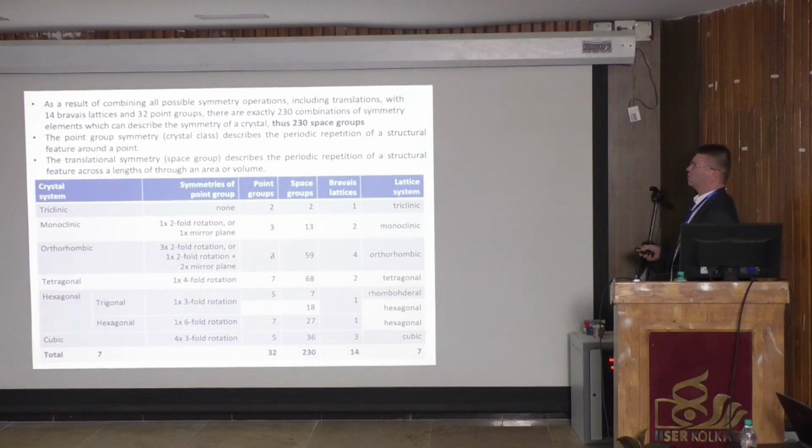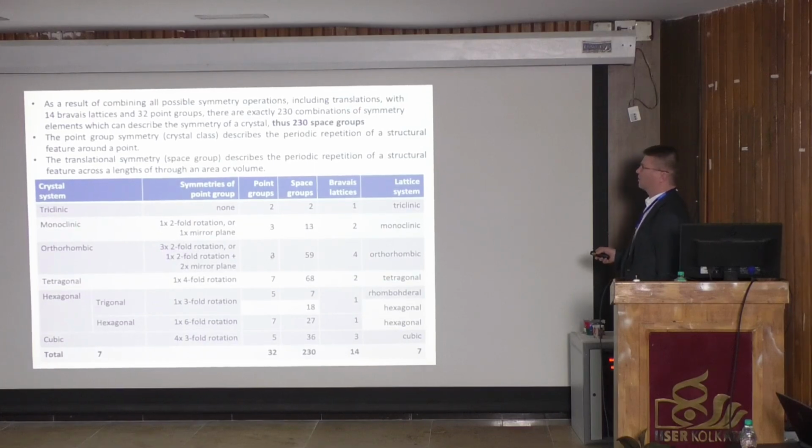So as a result of combining all the possible things, including translations, with the 14 Bravais lattices and 32 point groups, there are exactly only 230 possible symmetry operations inside these unit cells. So you cannot organize any material in any other way than these 230. And these are the calculated ones. They're already ready there. Each of them represents a certain set of symmetry operations. The symmetry is being done.